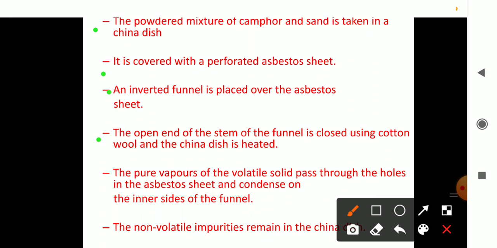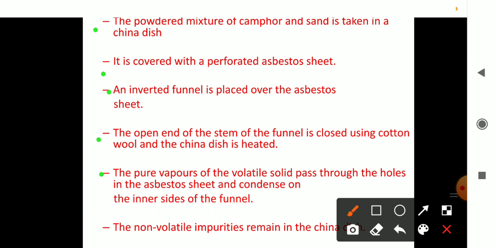Then come to point number 4. The open end of the stem of the funnel is closed using cotton wool and the china dish is heated. We have to close the open end of the funnel using a piece of cotton and we have to heat the reaction mixture. While heating, what happens? The pure vapors of the volatile solid pass through the holes in the asbestos sheet and condense on the inner side of the funnel.